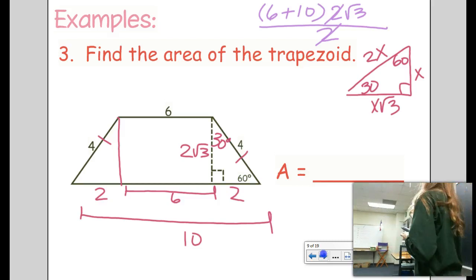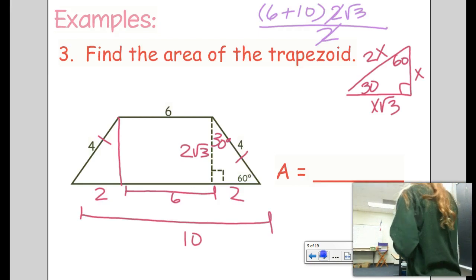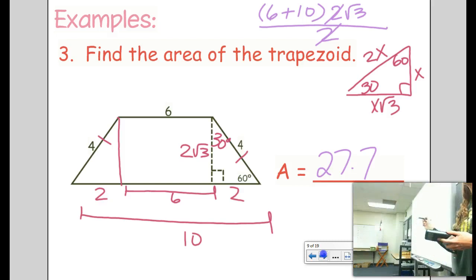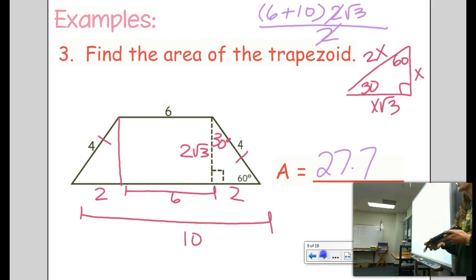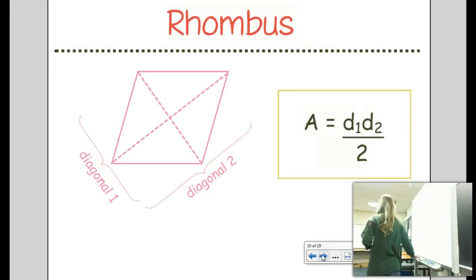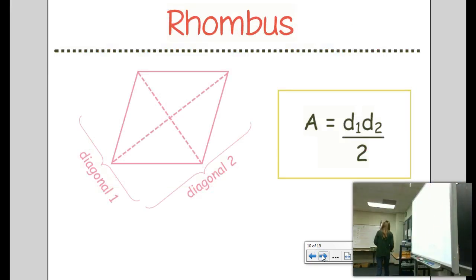Melanie, what'd you get? Yes, 27.7. No units, so we don't have to put units. Yay, we get a freebie. Let's move on. New formula, rhombus. What was so special about a rhombus from our last unit? What's a rhombus?